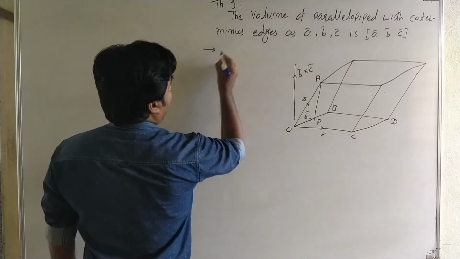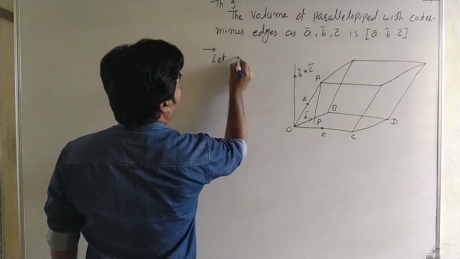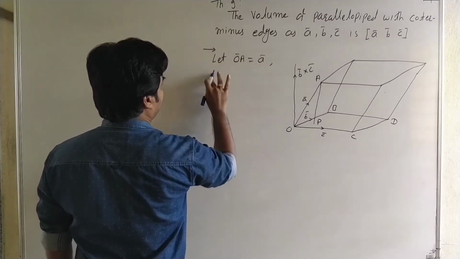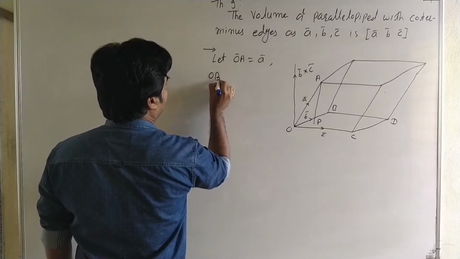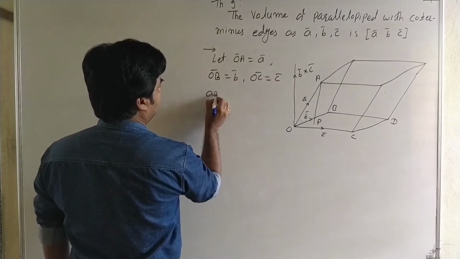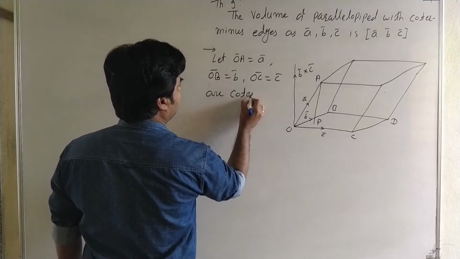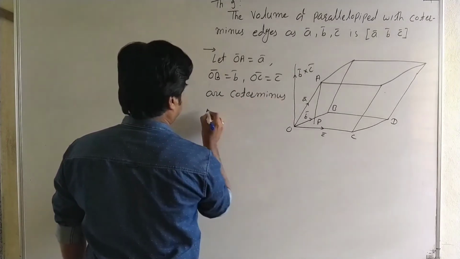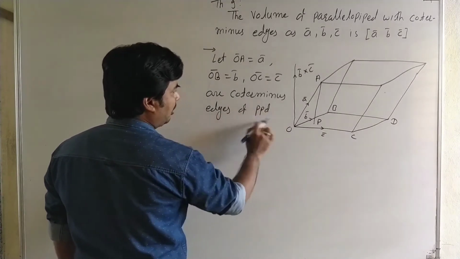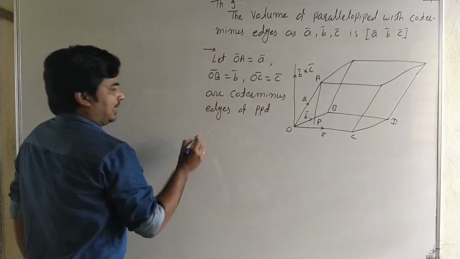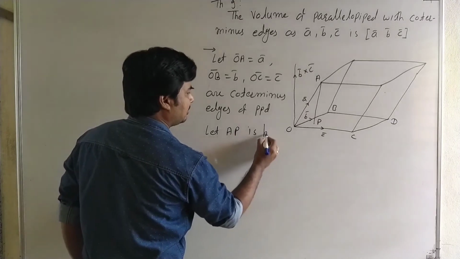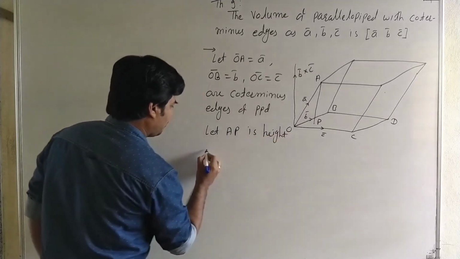Now let OA equal a bar, OB equal b bar, OC equal c bar be the coterminous edges of the parallelepiped, PPD being the short form of parallelepiped. Let AP be the height of the parallelepiped.